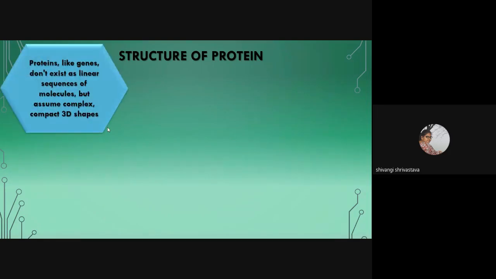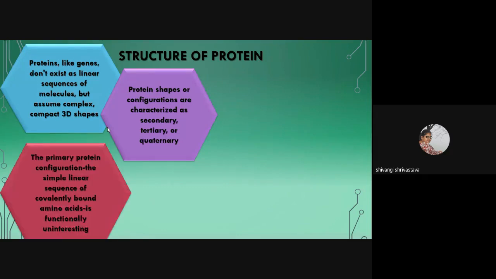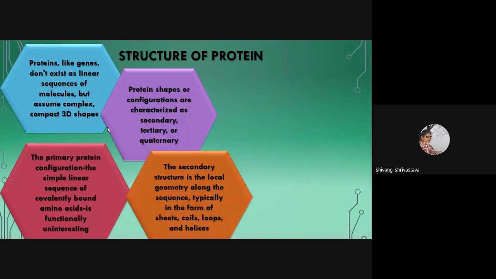First, proteins, like genes, don't exist as linear sequences of molecules, but assume a complex, compact 3D shape. As I told you, the primary structure encodes the structure of a protein. So protein shapes or configurations are characterized as secondary, tertiary, and quaternary. The primary structure, the simple linear sequence of covalently bound amino acids, is functionally uninteresting for protein modeling. But we will do mutation in the primary structure.